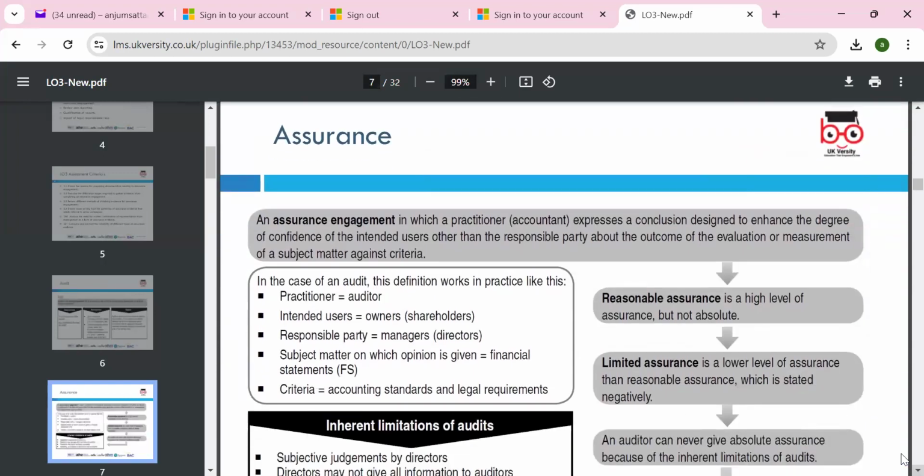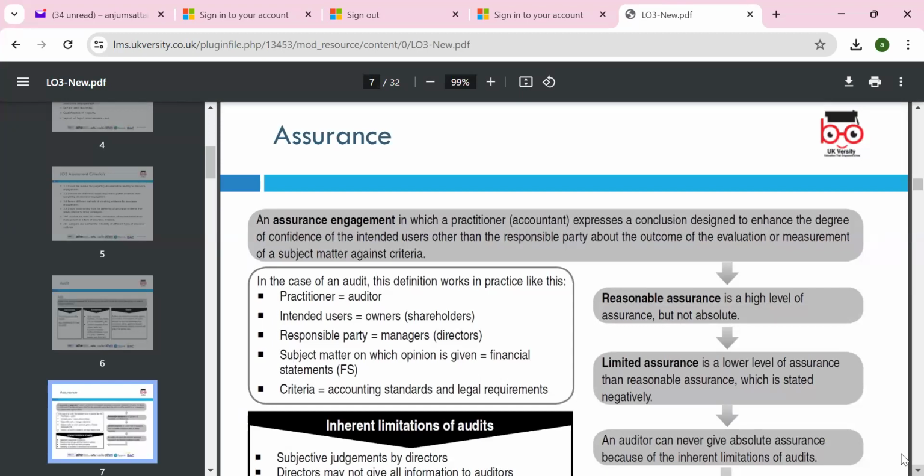An assurance engagement is one in which the practitioner, meaning the accountant, expresses a conclusion designed to enhance the degree of confidence of intended users and other responsible parties. The outcome is the evaluation or measurement of the subject matter against criteria. The practitioner can be an auditor, the intended users can be shareholders, the responsible parties can be managers, the subject matter can be the financial statements, and the criteria can be accounting standards and legal requirements.